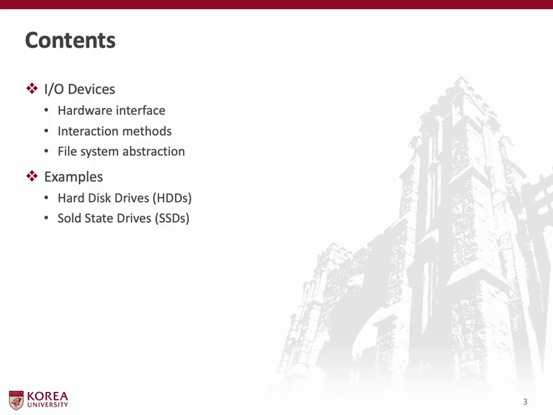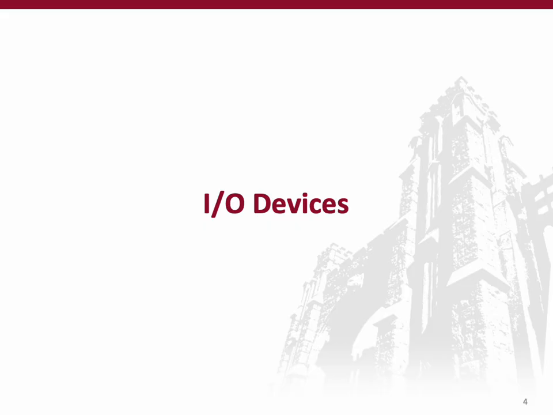And here is an overview of today's lecture. We'll first look at how IoT devices are structured and how the operating system interacts with them. And then we will learn about methods for I/O communication like polling, interrupts, and DMA. After that, we will talk about file system abstraction for I/O devices, and we will look at two storage devices like hard disk drives and solid-state drives. Okay, then let's start with I/O devices first.